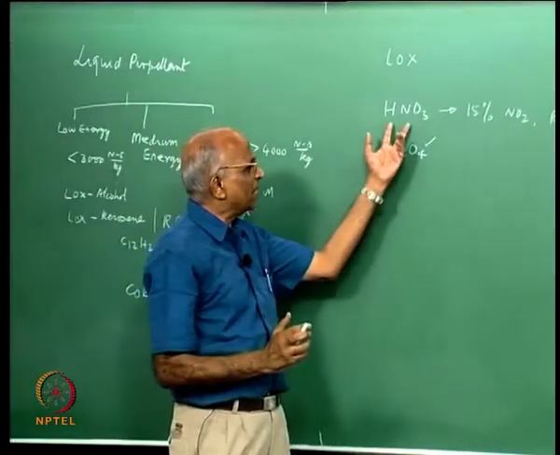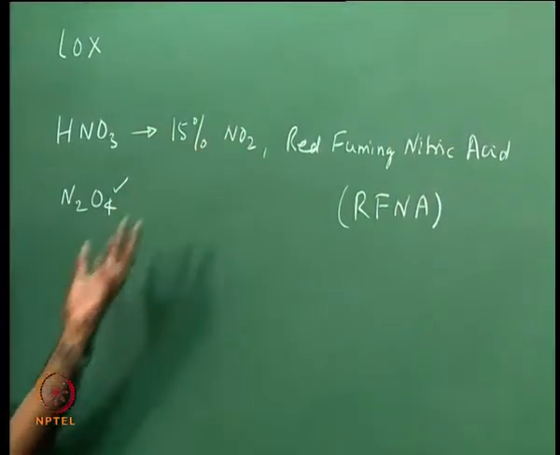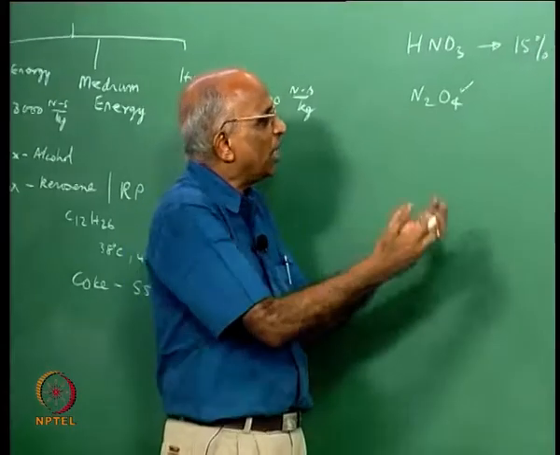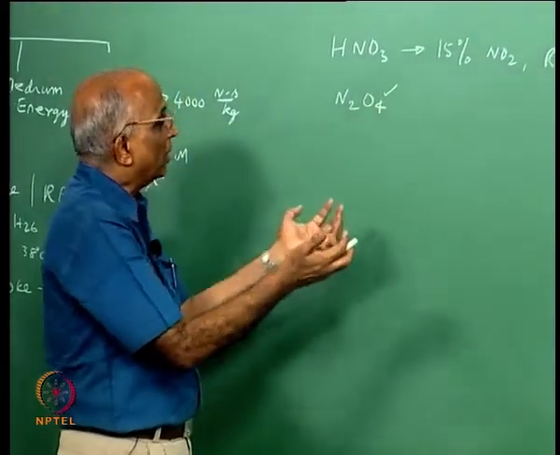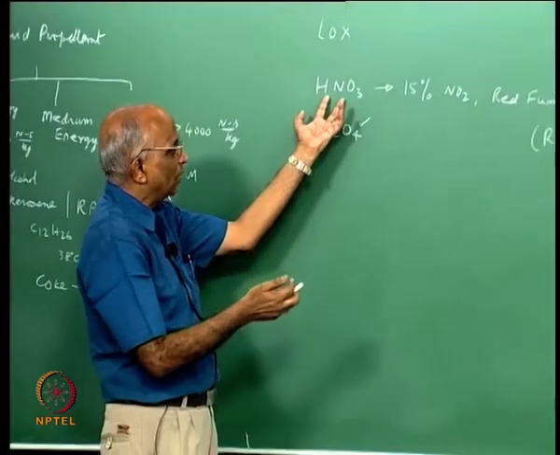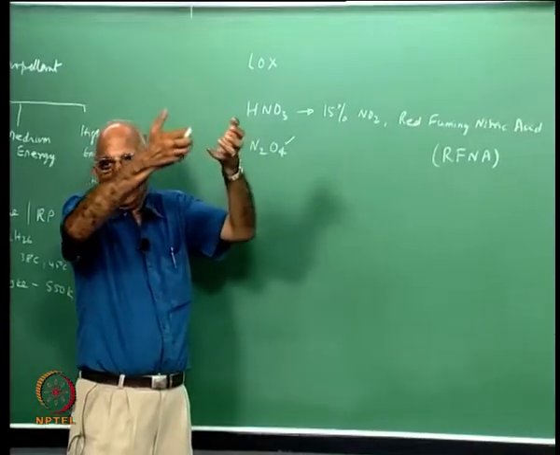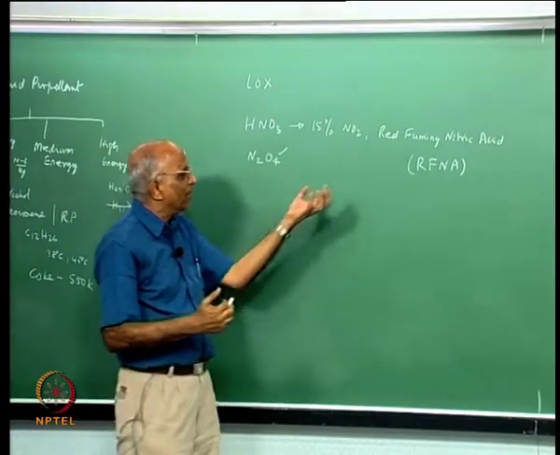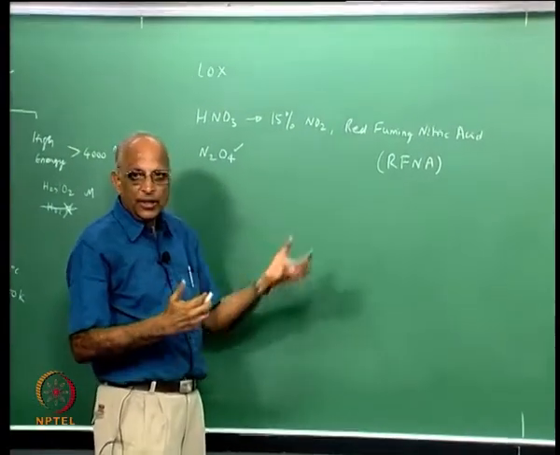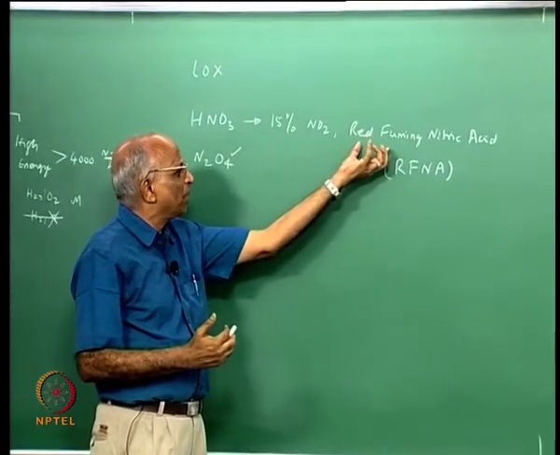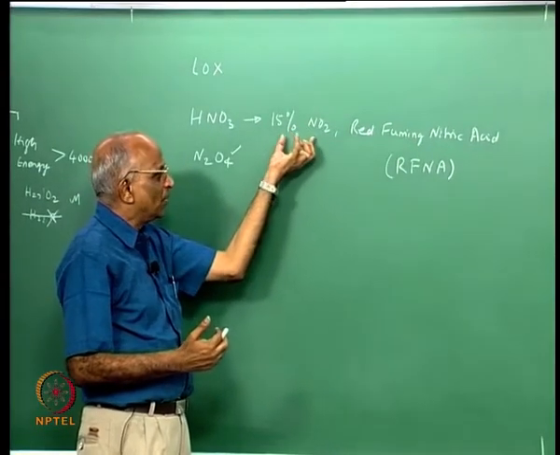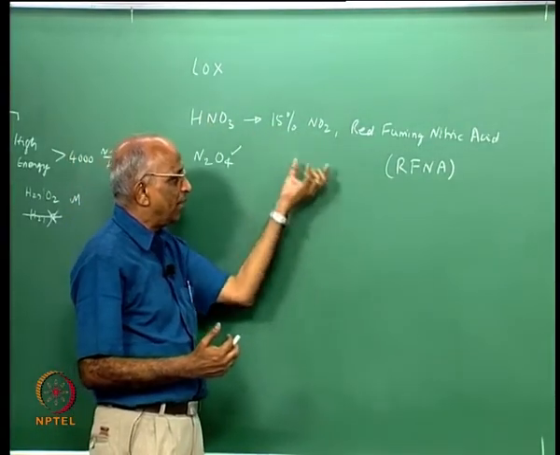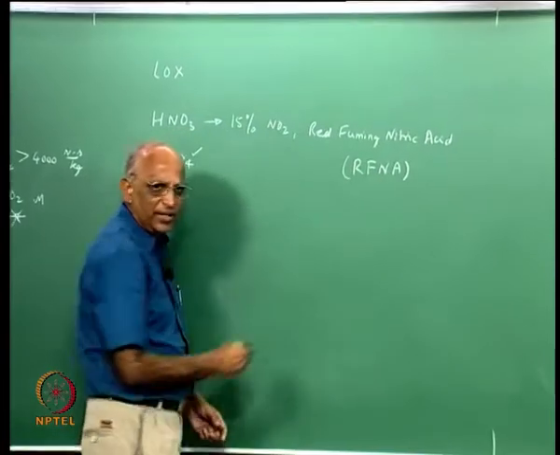In other words, you have nitric acid, you add 15% NO2 to it, and the moment you open the can or the tank containing it, you have these fumes of NO2 coming, and they are orangish or reddish in color. We will see some photographs of some test firings, you will see some orangish fumes coming, and that is because of the excess NO2. This nitric acid, when 15% NO2 is added, is known as red fuming nitric acid.